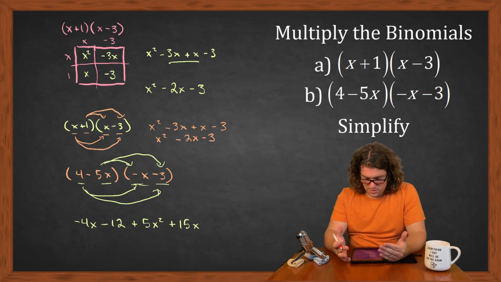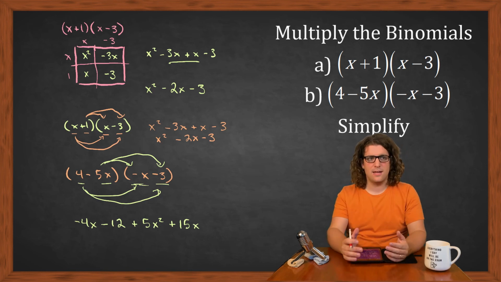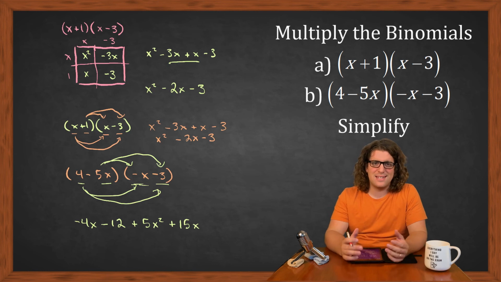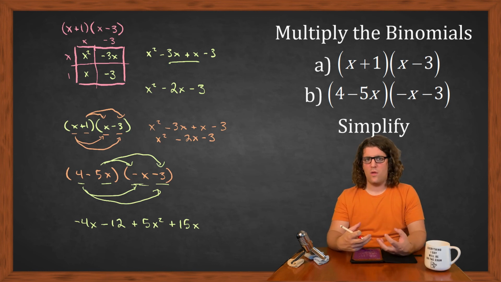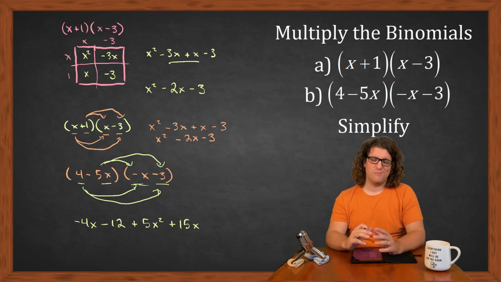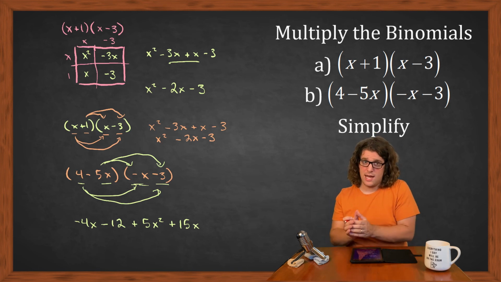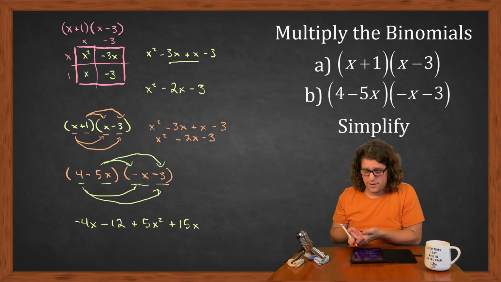Next up, we're going to simplify if we can. I like to write things in descending order. What that means is I take the thing with the highest number of x's in it. And by highest number of x's, I mean the highest order, which in this case is going to be x squareds first, then just x, and then things without x in them at all.